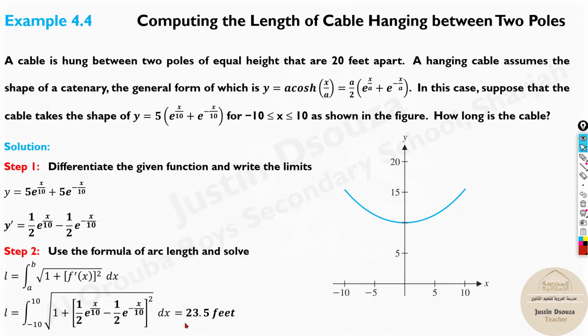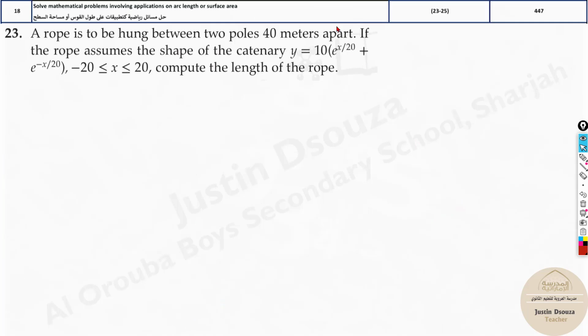It's rounded off to 23.5 feet. So that's how we solve this problem. Now let's solve some more problems here. Again, it's all the same thing, but over here it's just that the rope is 40 meters and the limits are minus 20 to 20.